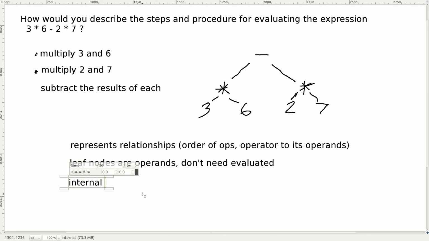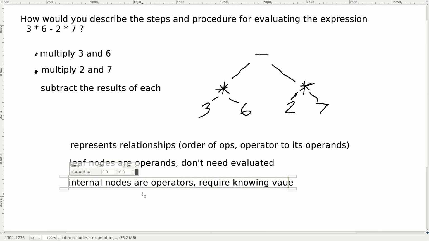Whereas the internal nodes are operators, and they require knowing the values of their children to be able to perform the operation that that operator represents. We have to know the value of 3 and 6 here to be able to do the multiplication there. And likewise, we need to know the value of the result of doing the left multiplication and the right multiplication before we can do the subtraction.